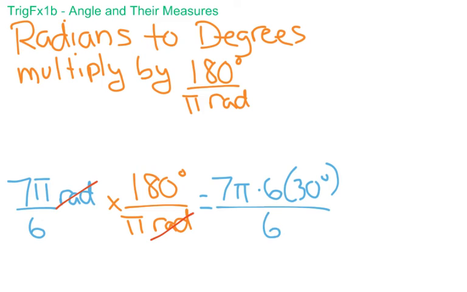And I'm leaving the units there. And then what you can notice is that the 6 divides out. So we end up getting 30 times 7, which is 210.